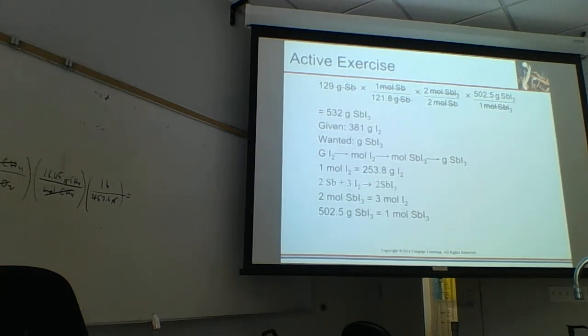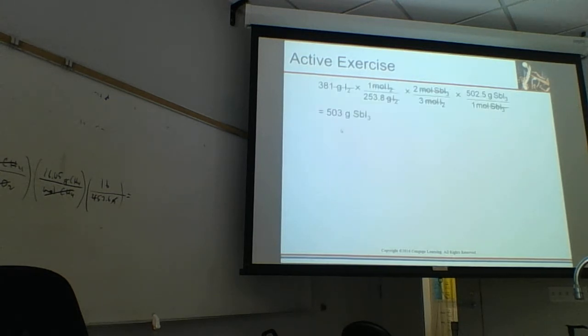So how many grams am I going to make? Should I do 381 plus 503? No. Which one is it? Is it going to be 381? Or is it going to be 503? How many grams of SbI3 am I going to make?